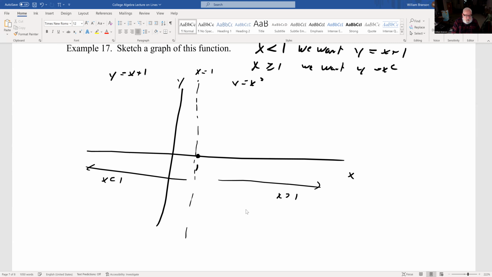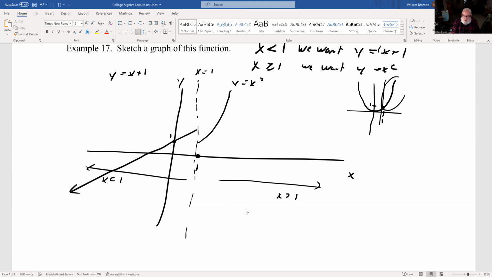So x plus 1, that slope is 1, y-intercept is 1. That's a line that goes through 1. And it goes out that way. I'm going to deal with x equals 1 later. Y equals x squared is a parabola, just opens up. And at x equals 1, y squared is 1. So we just get the half of a parabola. So remember that a parabola looks like this. When x equals 1, y is equal to 1. We just want this side of my parabola.